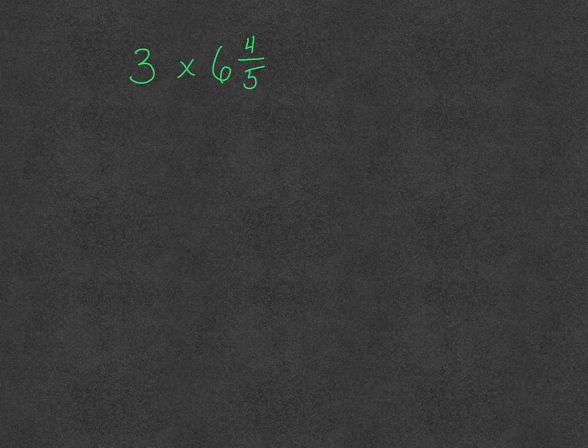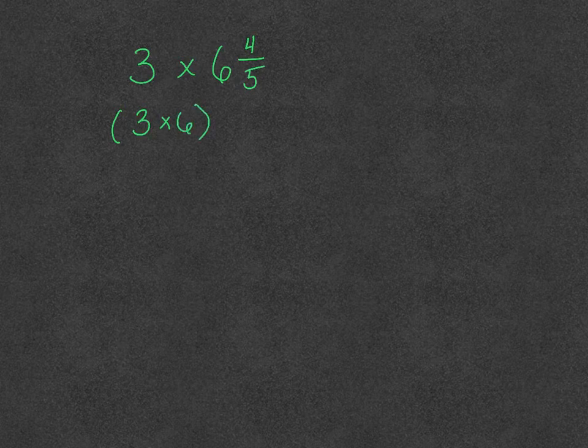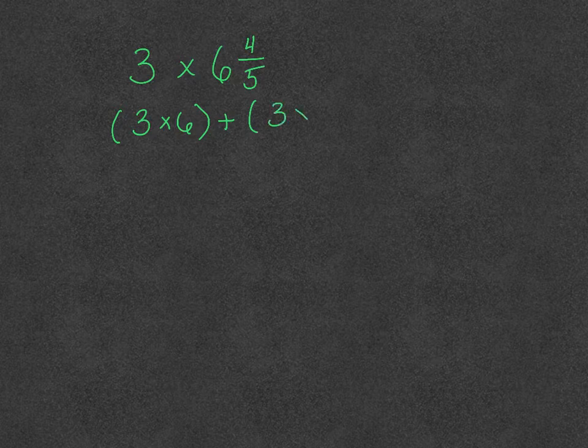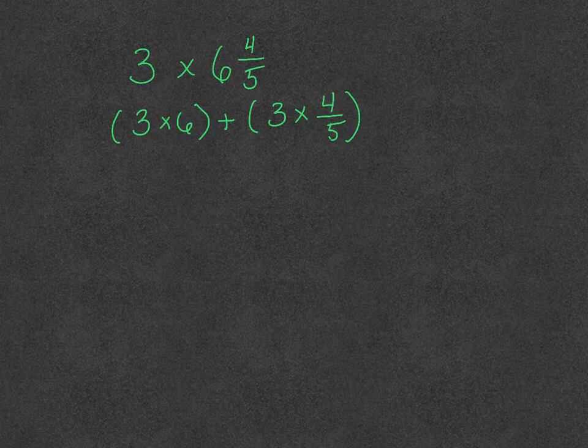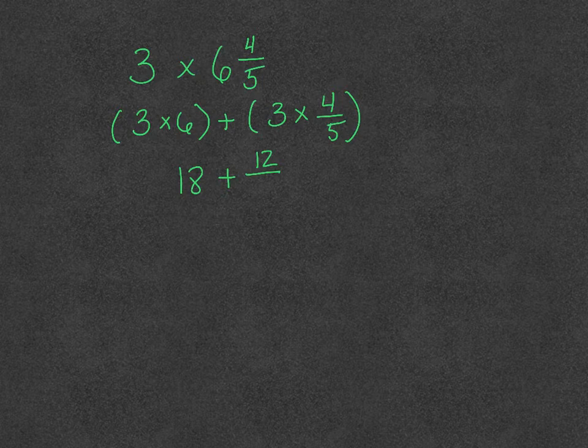All right, so we have 3 times 6 and 4/5. We're going to be using the distributive property to solve this problem. So we're going to take that 3 and we're going to take that 6 because we have 3 copies of 6. So I'm going to make my parentheses, 3 times 6, and I have 3 copies of the 4/5. And now I can solve it. 3 times 6 is 18, plus 3 times 4 over 5, that would be 12/5.